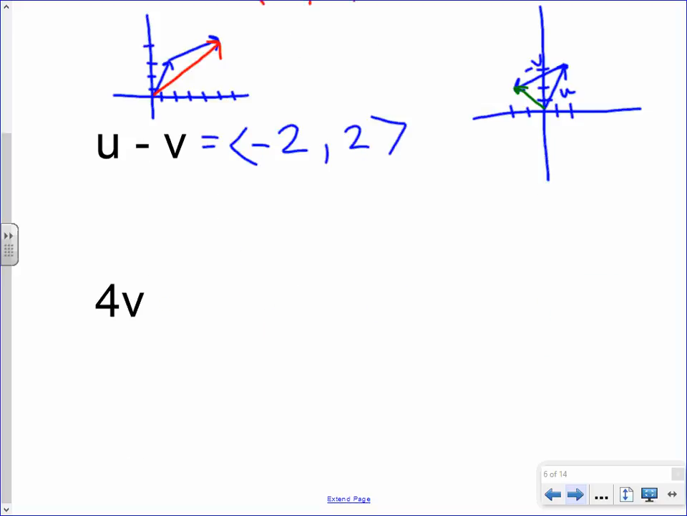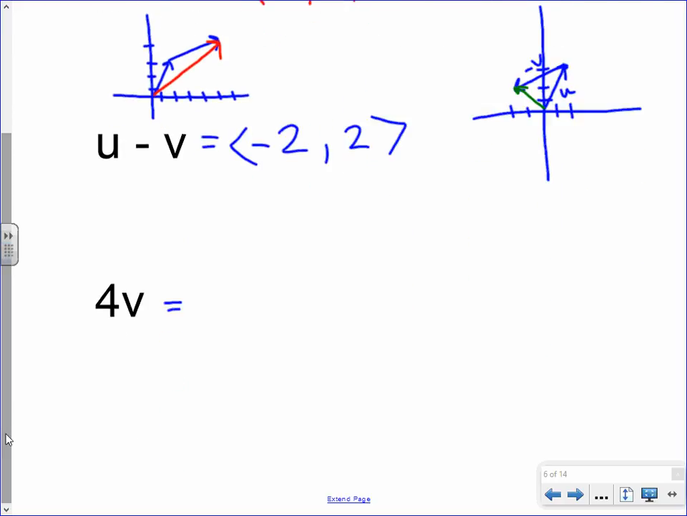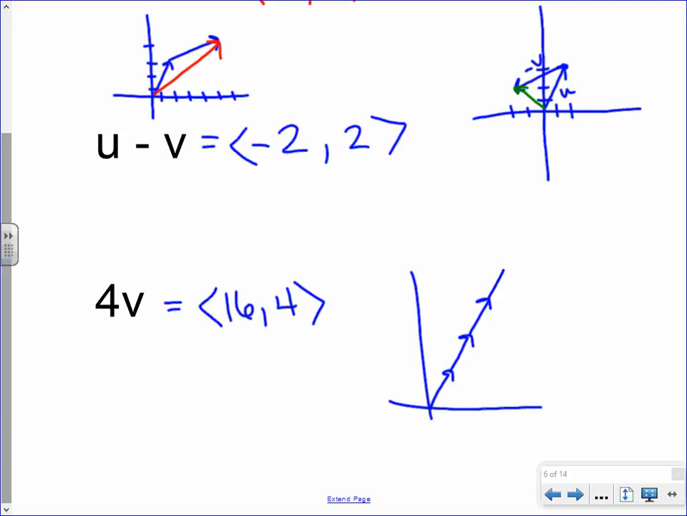Lastly, I want the vector for 4v. If v is the vector 4, 1, Connor, what is 4v? Yes. Okay. Multiplication is just repeated addition, all right? So if we wanted to plot this one, we would just have 4 v's to string together.